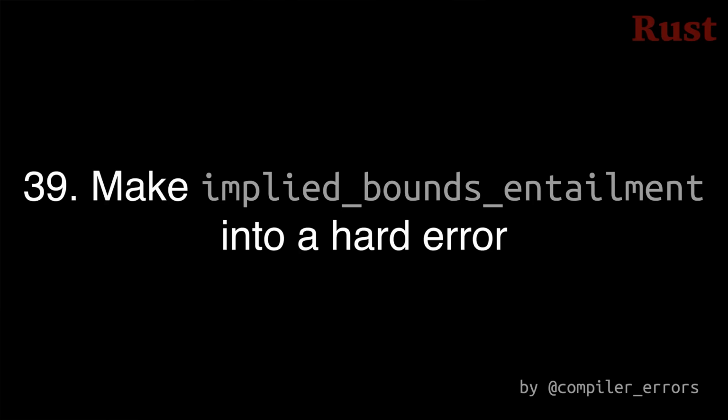Number 39. The implied bounds entailment deny by default lint has been uplifted into an error. The check works well, and if you have the problem, you could generate unsound code. So making this an error prevents people from disabling the lint and causing themselves problems.